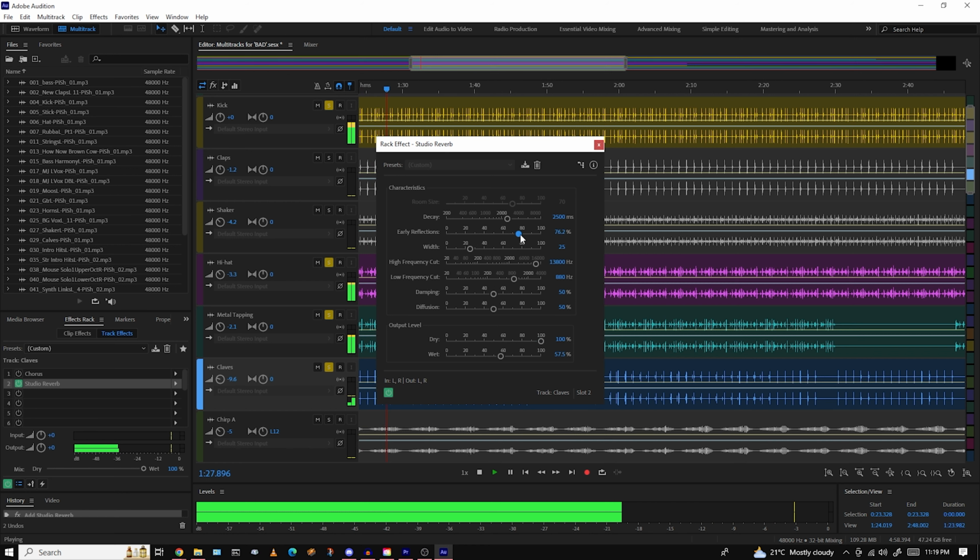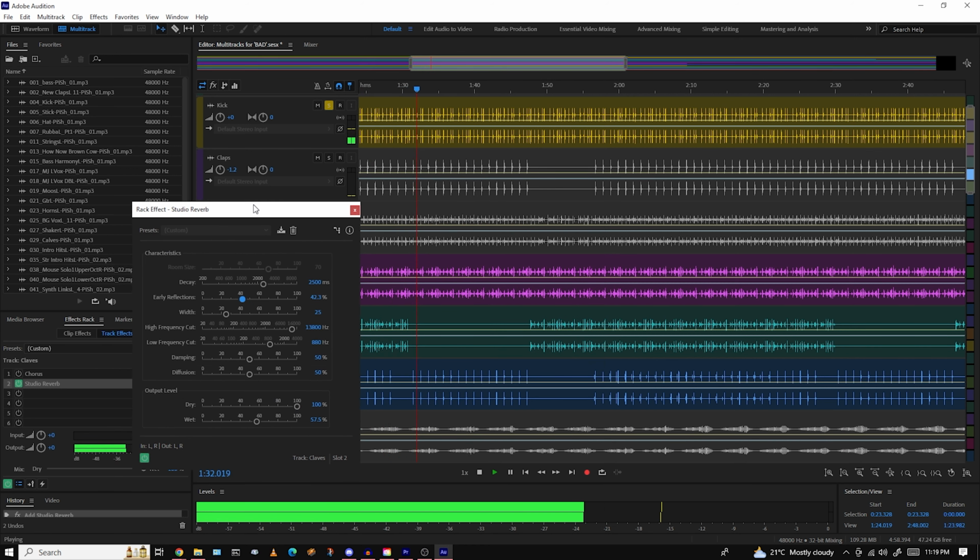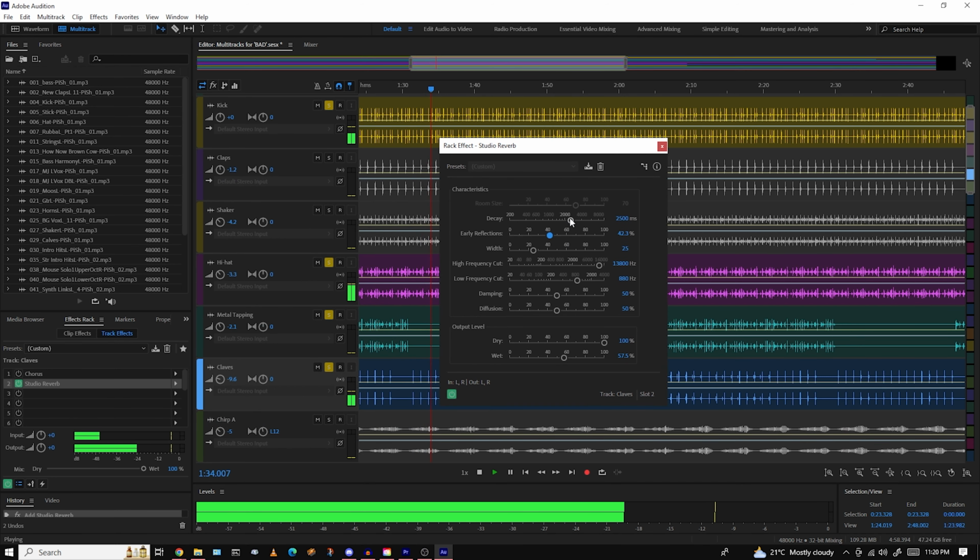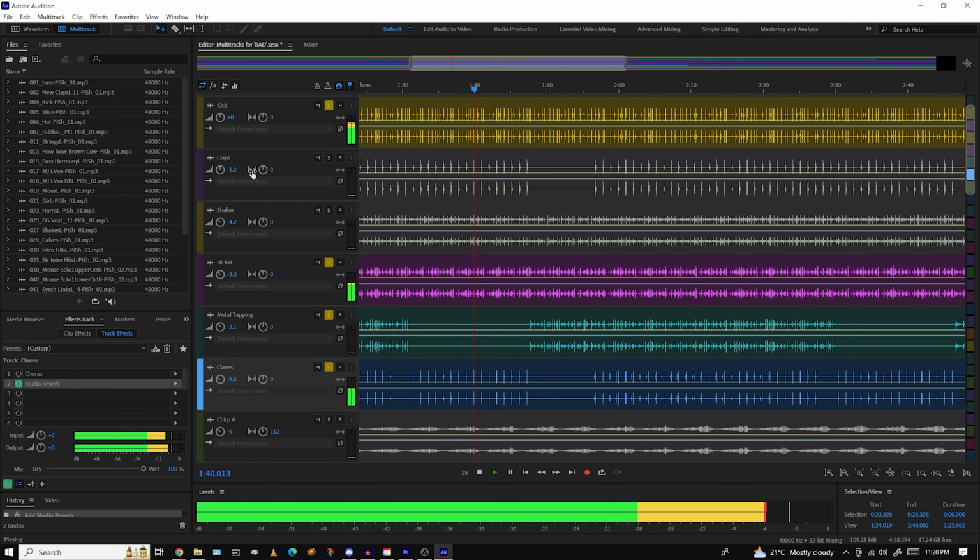So, overall, as you can see, what I'm doing here is seeing what I can do with reverb and the claves. Honestly, this is probably not something that adds a whole lot to the song, so I'm probably not going to get much of a difference if I have it off.